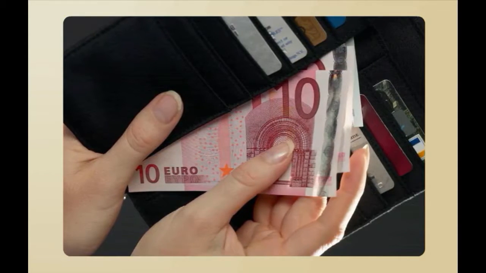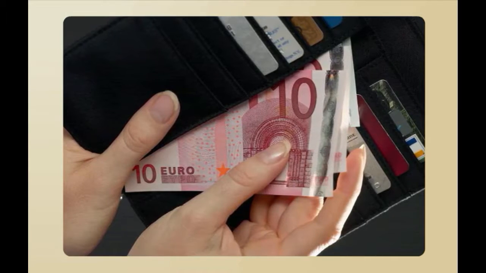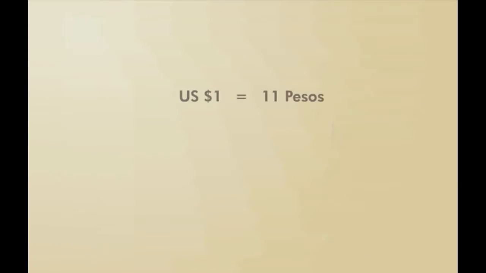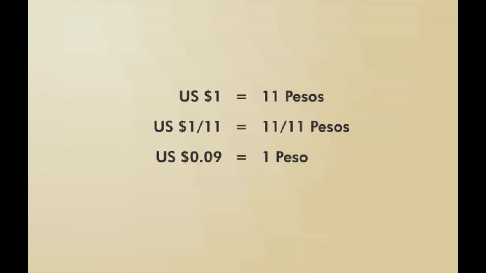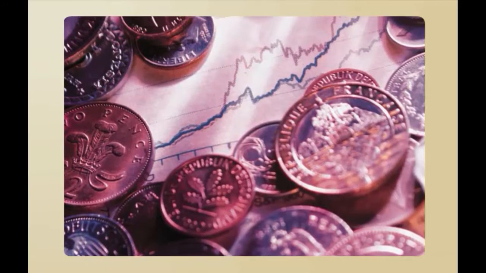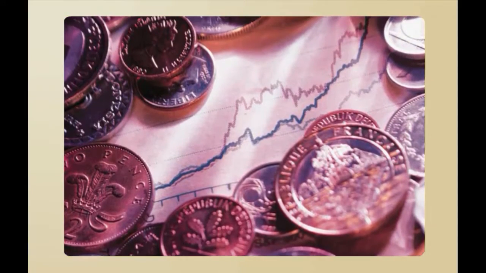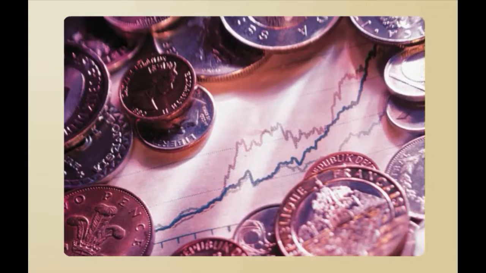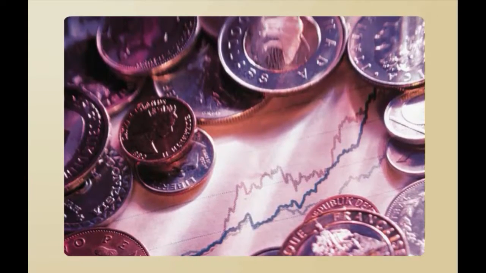An exchange rate is the price of one nation's currency in terms of another nation's currency. 1 US dollar might be worth 11 Mexican pesos. With that information, you can also calculate the value in US dollars of 1 Mexican peso. When the value of a currency changes and can purchase more of other currencies, it is said to strengthen or appreciate. When a currency changes and can purchase less of other currencies, then it is said to weaken or depreciate.